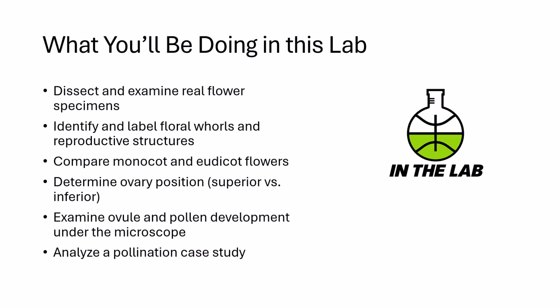You'll also move to microscopic images to examine ovule development and pollen development, connecting structure to the life cycle of angiosperms. And finally, you'll apply what you've learned to a case study on pollination, where you'll analyze how flower traits reflect specific pollinators. Just like in your other labs, you'll be making detailed labeled drawings in your notebook. Focus on accuracy of structure rather than artistic detail. By the end of this lab, you won't just be able to name flower parts, you'll understand how those parts work together to ensure reproductive success.